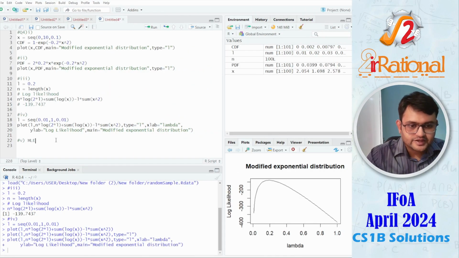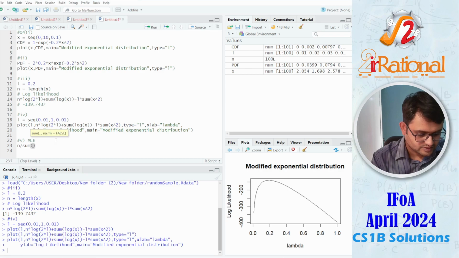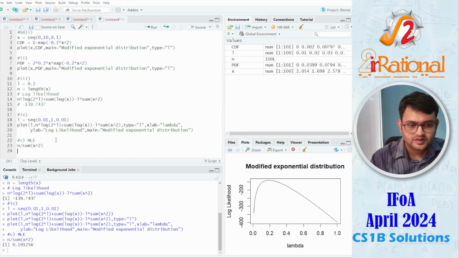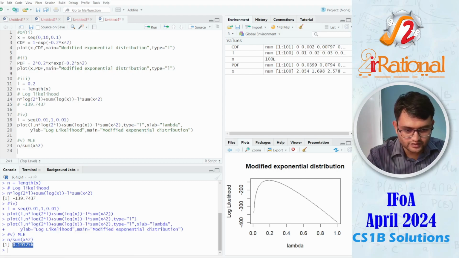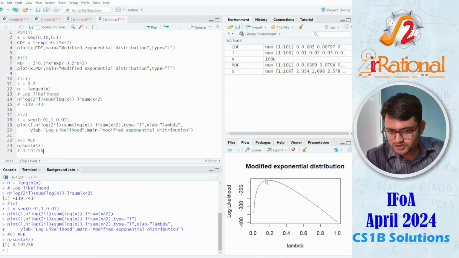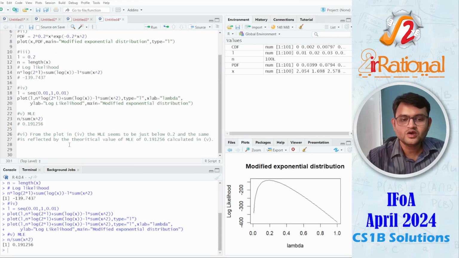So first let's calculate the MLE. So it would be n upon sum of x square, and that is 0.191. Now it's almost the same value here in this plot as well, so that is what we'll comment. From the plot in part 4, the MLE seems to be just below 0.2 and the same is reflected by the theoretical value of MLE of 0.191256 calculated in part 5. Let's go to the next question.